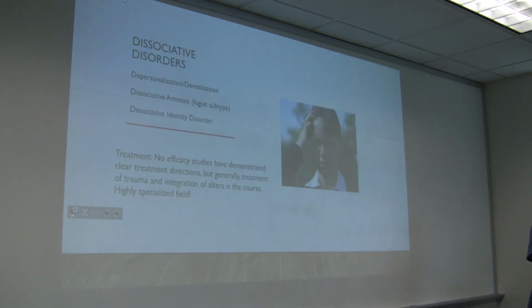Dissociative amnesia is when you forget who you are, and fugue subtype is when you leave. You're just gone. A fugue state is you don't remember who you are, you don't remember how you got to where you are, but you're somewhere far afield from where you're supposed to be.